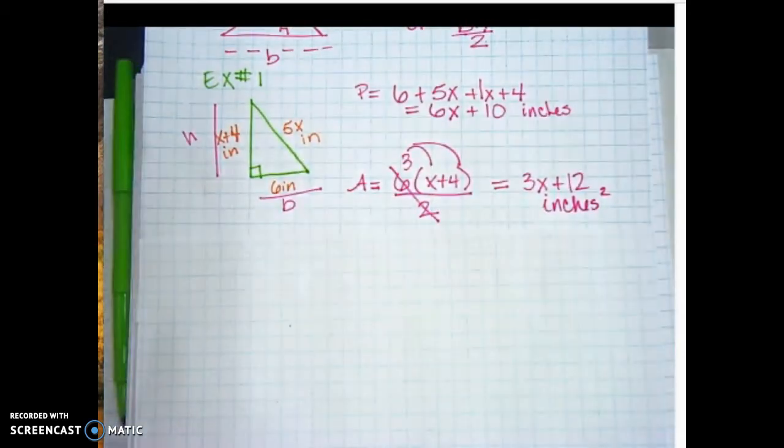All right, I'll move this up. You'll see it in just a second. There it is.